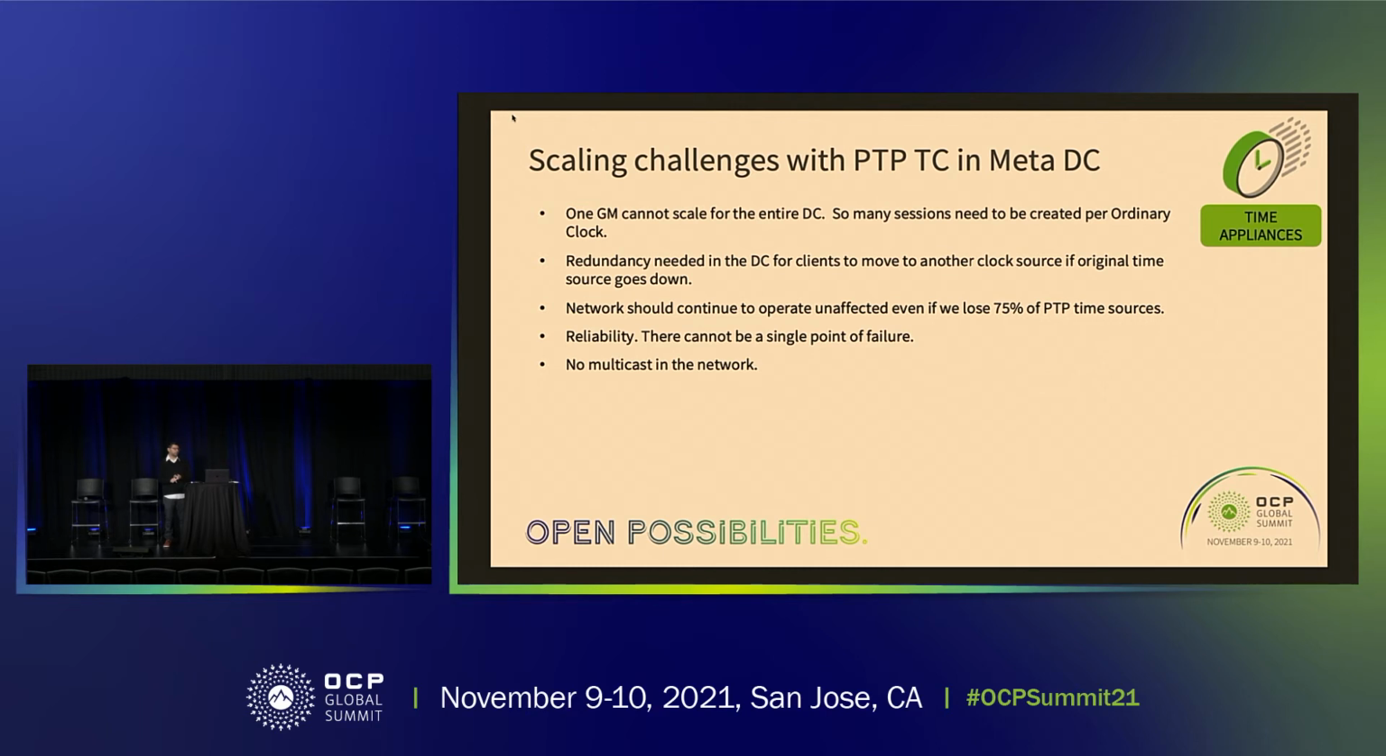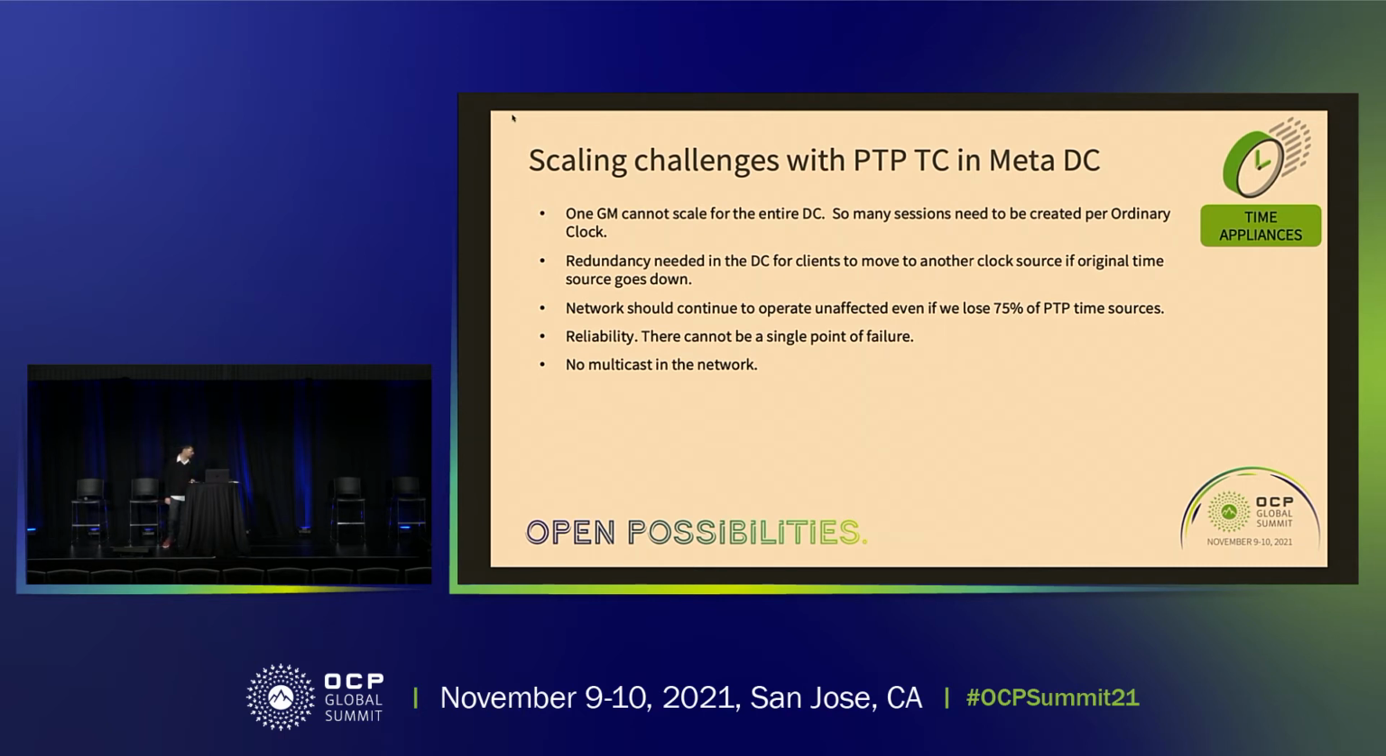There are other challenges that we ran into. We need redundancy in the DC. We just cannot rely on one clock source for the regional time. What if that clock source goes down? What if the network where that clock source is being sourced from goes down? We had a very ambitious idea of operating unaffected even if we lose 75% of time sources in a data center. So basically, even if we lose 3/4 of our grandmaster clocks in the network, we should still be able to continue running. And of course, I already talked about the reliability.